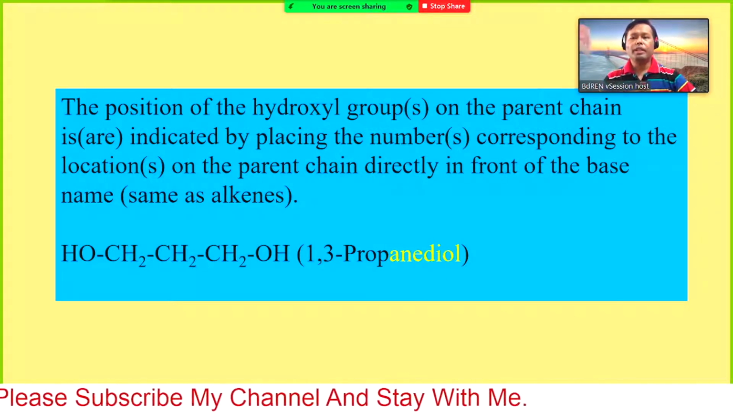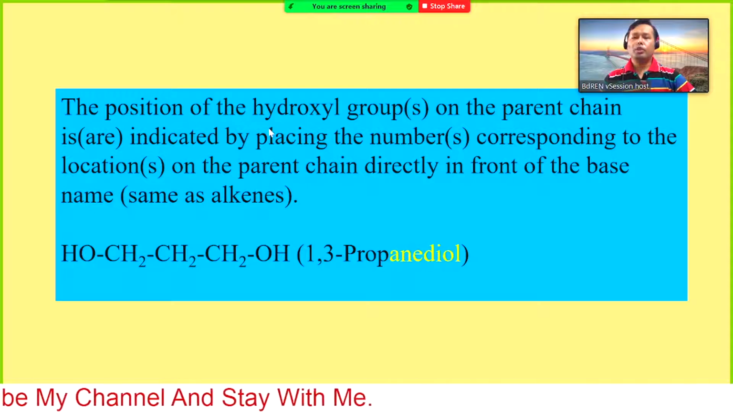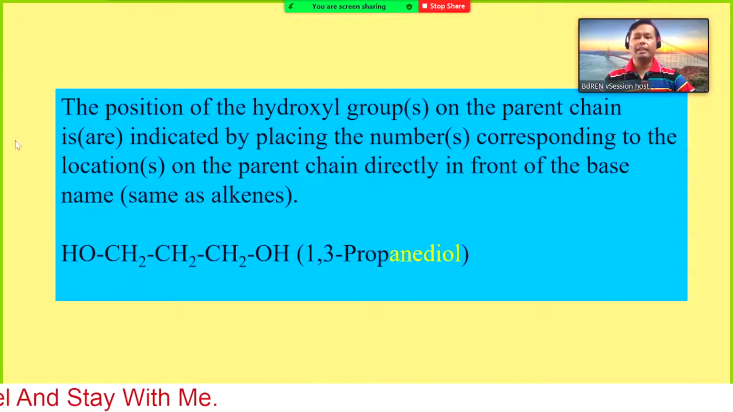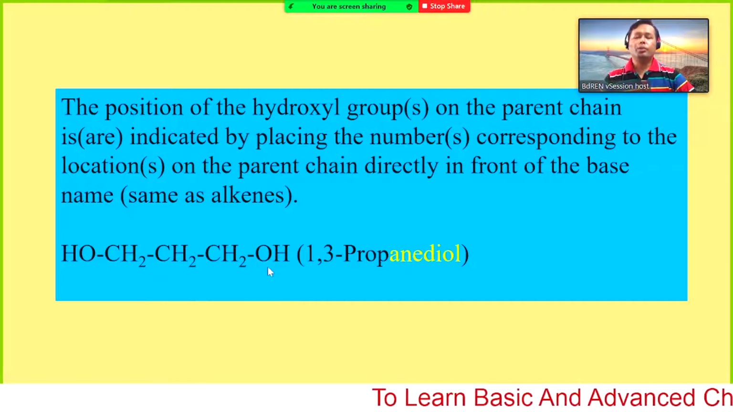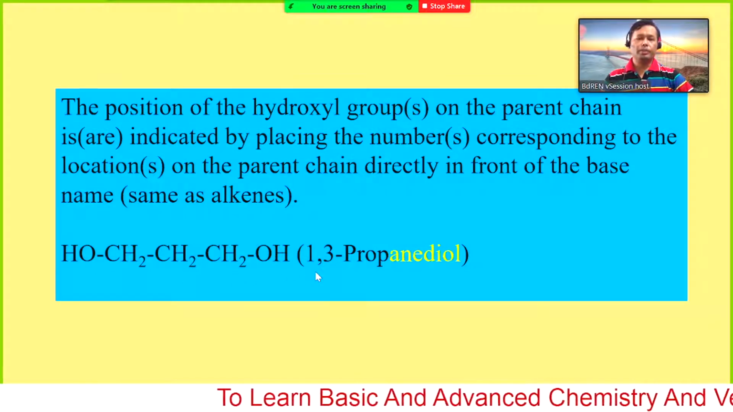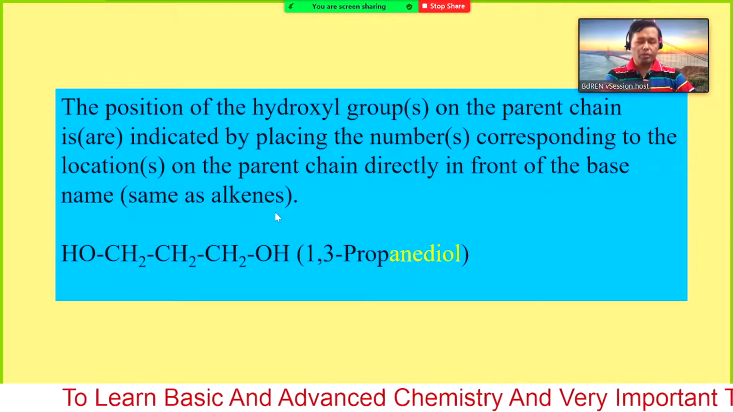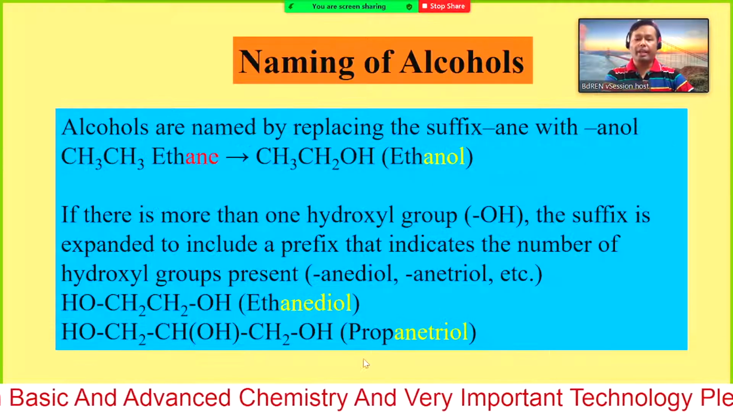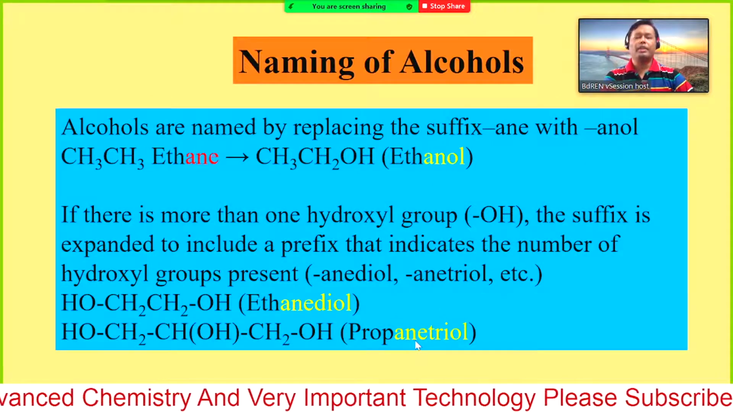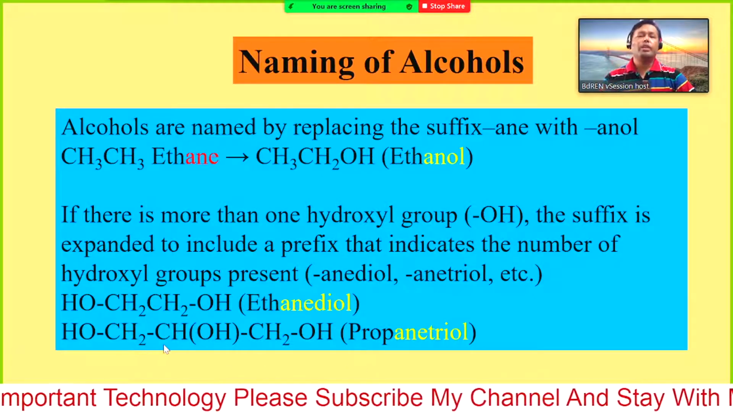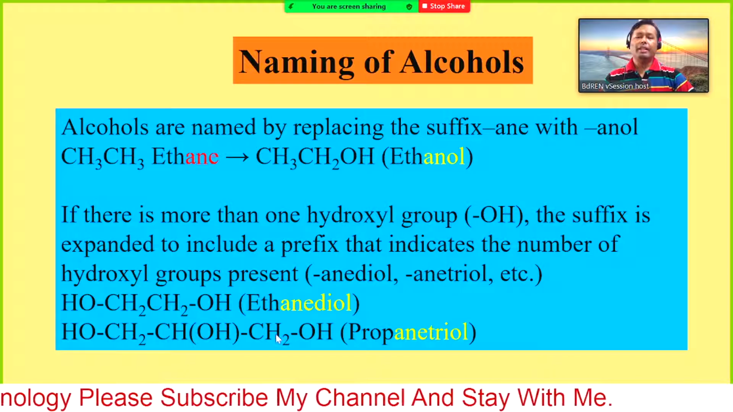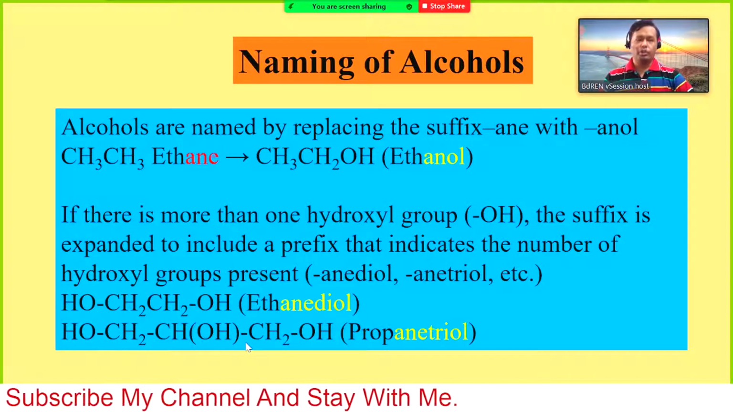So whether we are using singular or plural, the position of the hydroxyl groups on the parent chain is or are indicated by placing the numbers corresponding to the location. So where the hydroxyl groups are present, you need to mention their positions, and then use the formula rules that we have shown here. If you have 2 hydroxyl groups or 3 hydroxyl groups, whatever, then if we rename this compound perfectly according to the IUPAC rule, we need to mention the position of the hydroxyl groups also.